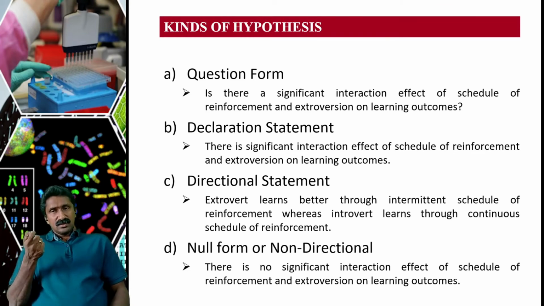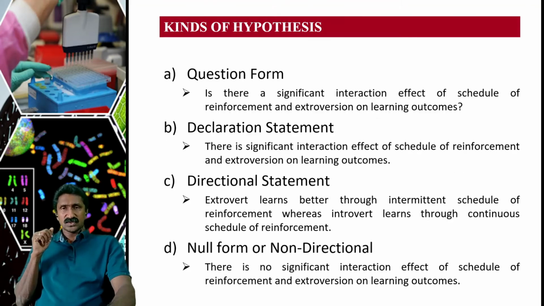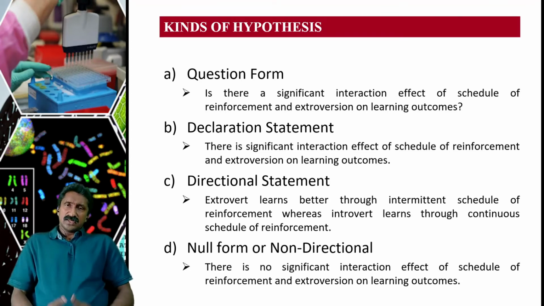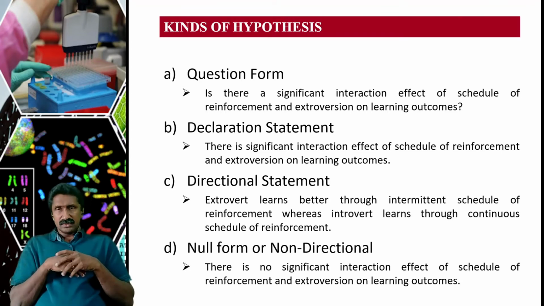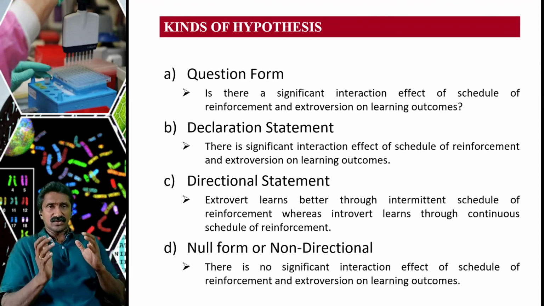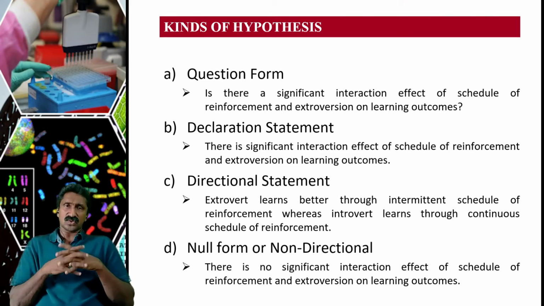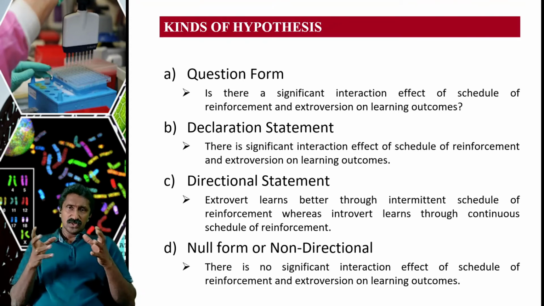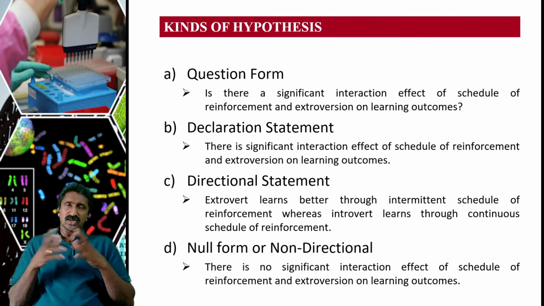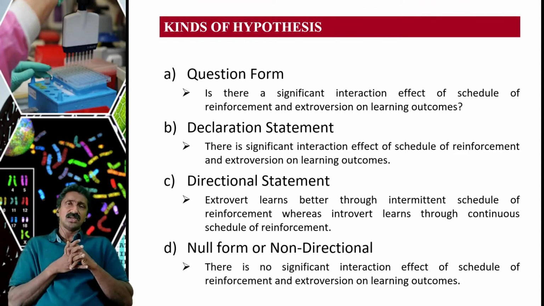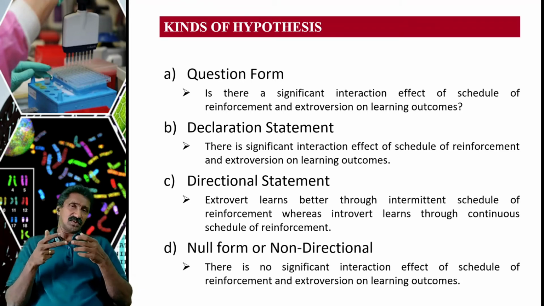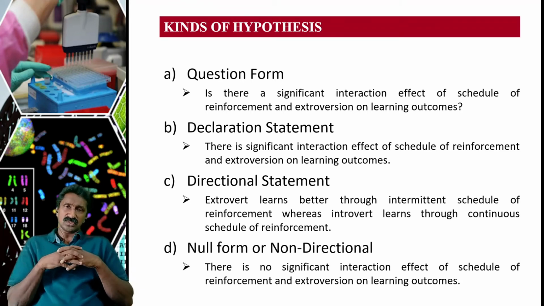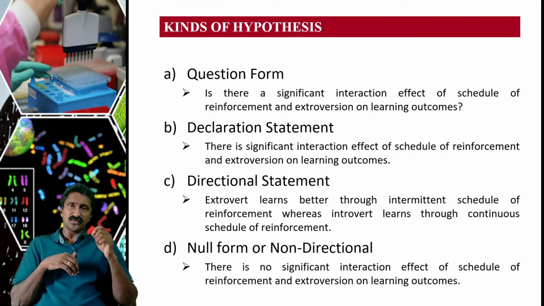And there are four different kinds of hypothesis. The first one is usually in a question form. A question form hypothesis, an example can be listed like this: Is there a significant interaction effect of a schedule of reinforcement and extroversion on learning outcomes? Reinforcement and extroversion are educational terms. So if there is any significant interaction between these two terms on learning outcomes, that's a question or interrogative type, so a question form of hypothesis.